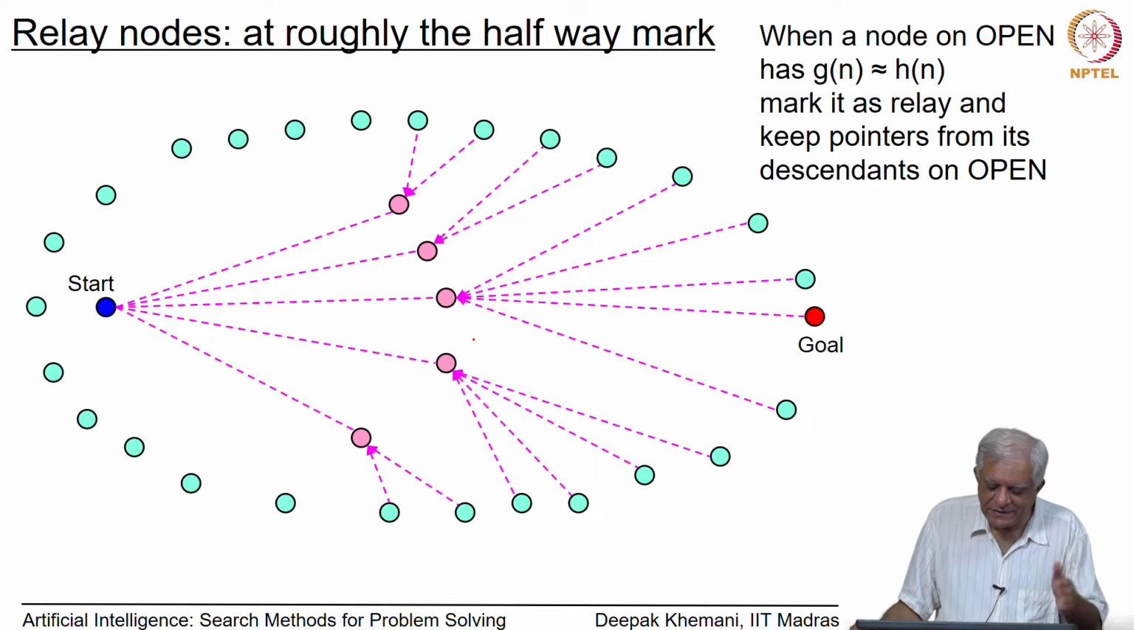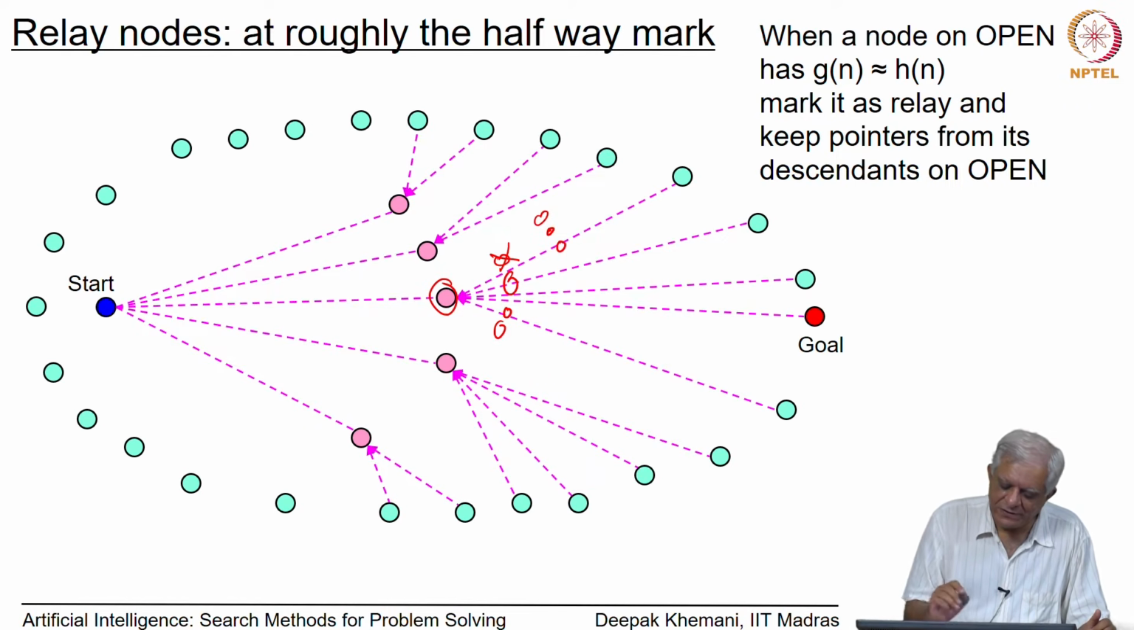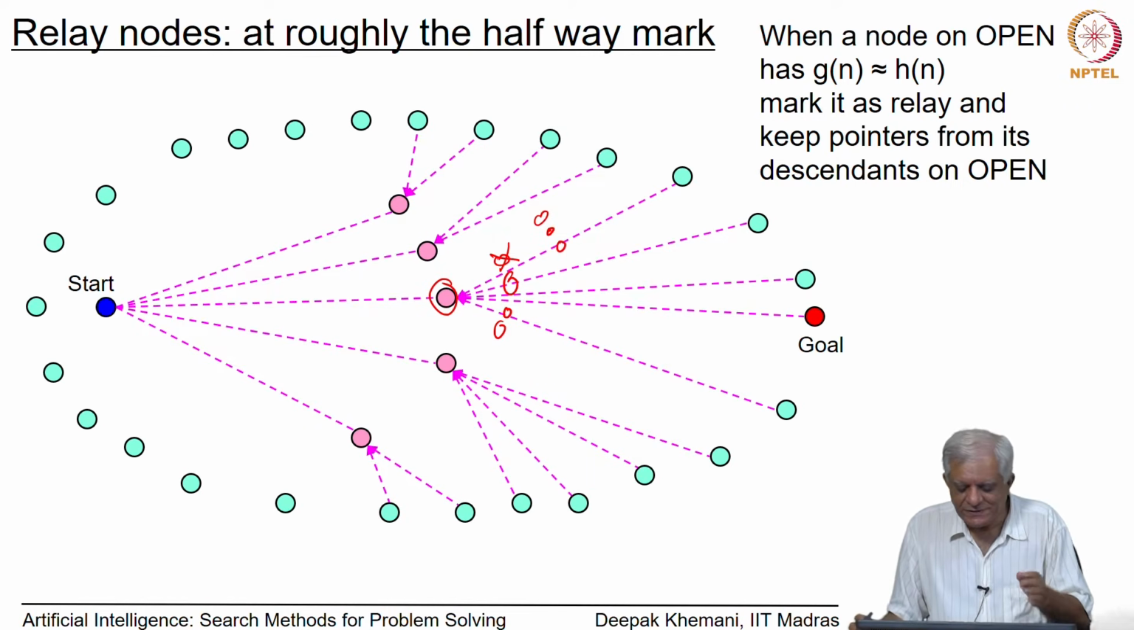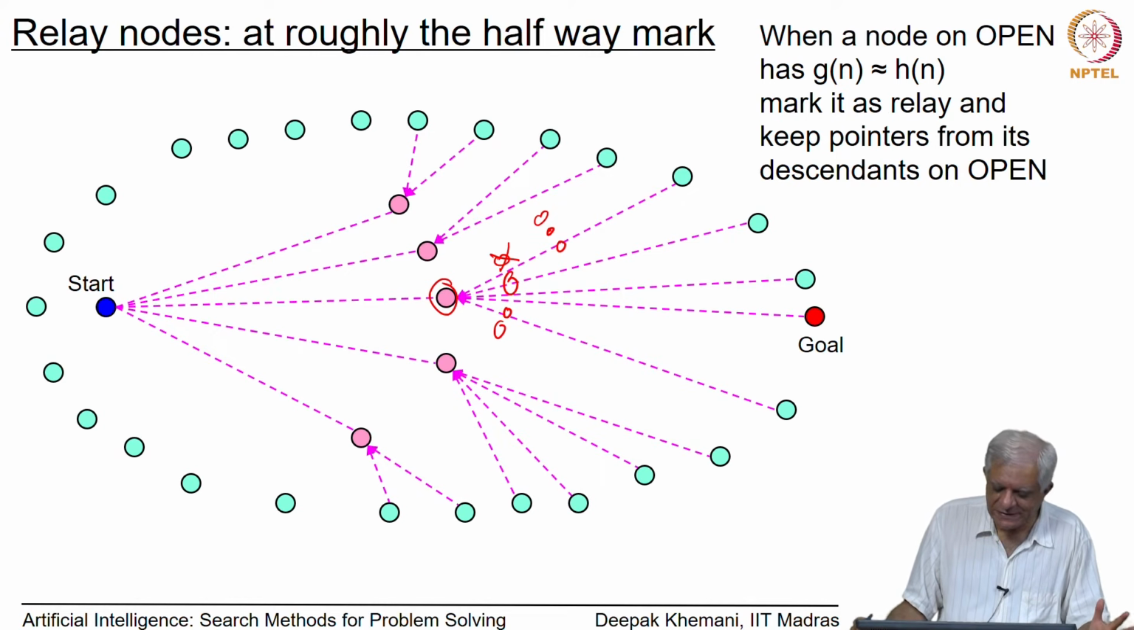So, when the relay layer is created, for example, when this node is created and when its children are generated, they may be somewhere here, we maintain a pointer to those children. But when these children are deleted and their children are deleted, again we maintain a pointer back to the relay layer. So, in that sense, all the descendants of a relay node will point back to that particular relay node, and different nodes on open may have different relay nodes essentially.